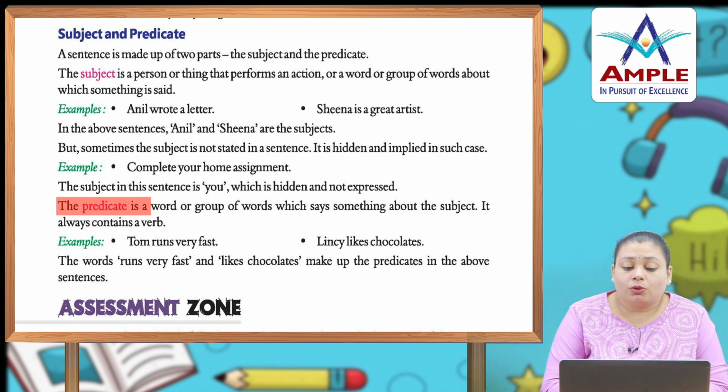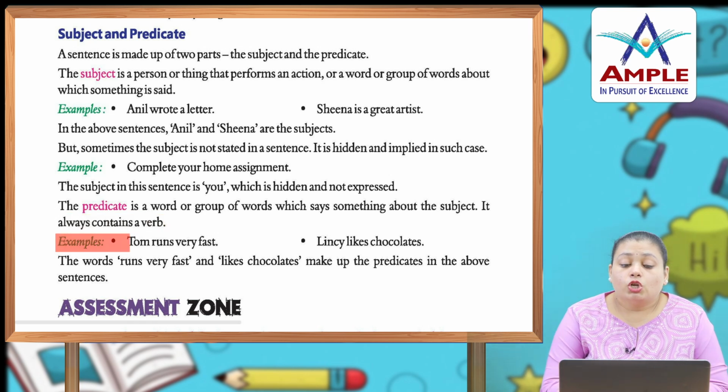The predicate is a word or group of words which says something about the subject. It always contains a verb. That's why we split the sentence into two parts. Anil wrote a letter. It means the verb is also included in that: wrote a letter. So the predicate is the part where there is a verb also.